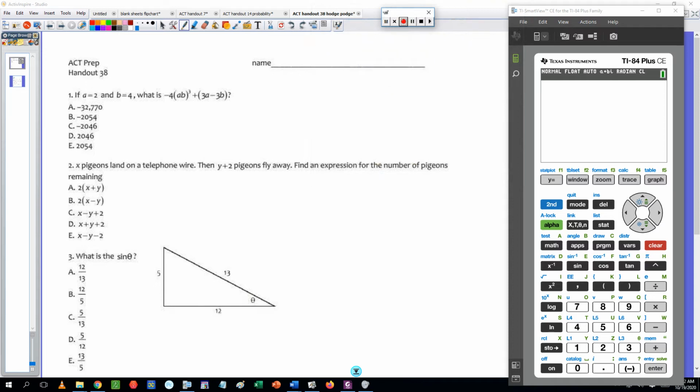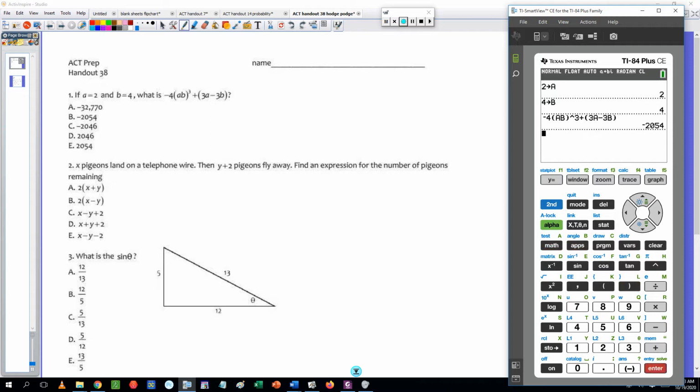If A is equal to 2 and B is equal to 4, I'm going to do this. I'm going to take 2 and store that for alpha A on my calculator. 4, I'm going to store that as alpha B on my calculator. And if I want to know that, I'll type in -4 parentheses, alpha A, alpha B, close, cube, plus parentheses 3, alpha A, minus 3, alpha B.